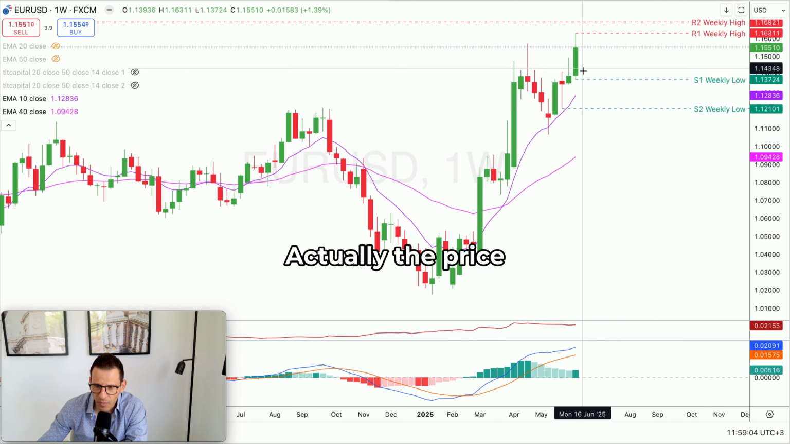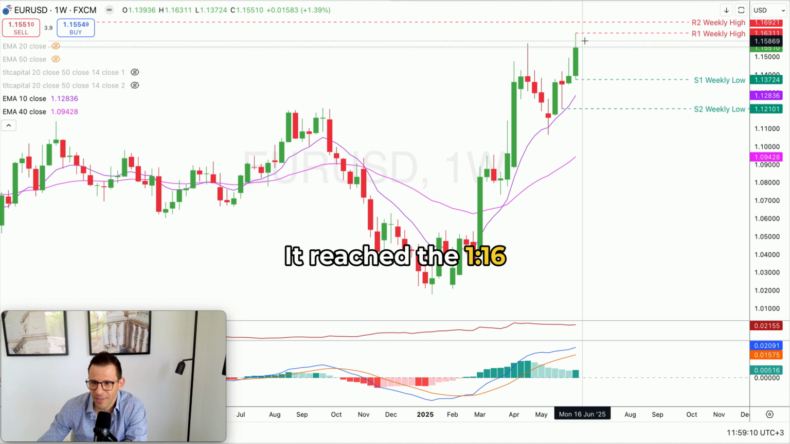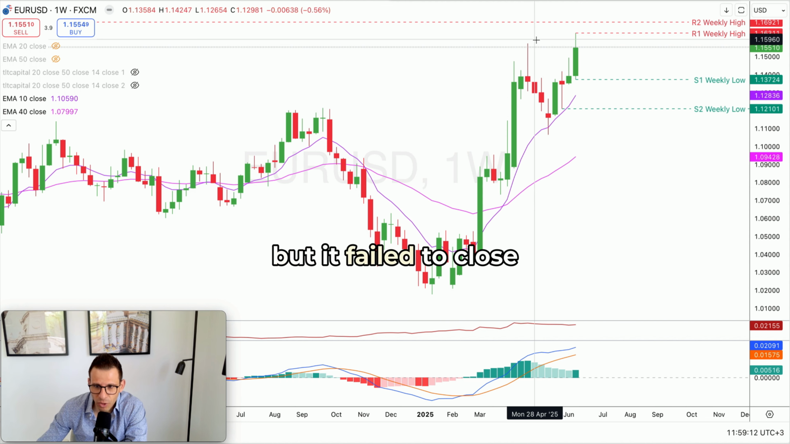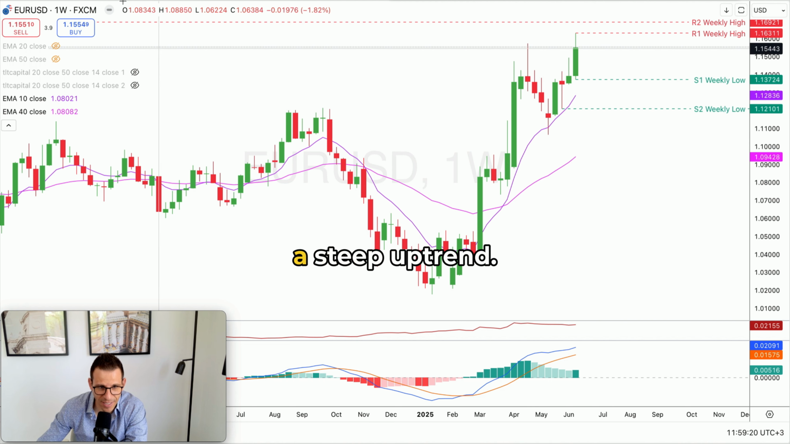Actually, the price made an impressive higher high. It reached the 116, but it failed to close above this high here, and this raised a bit of concern. The weekly chart, though, is in a steep uptrend.